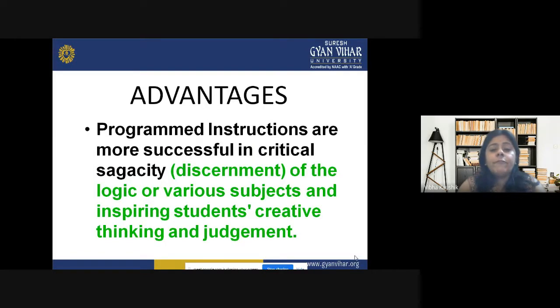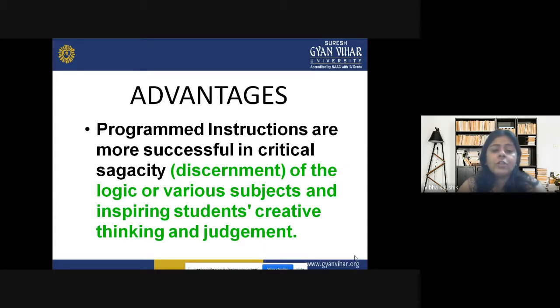Now, the different advantages of programmed instruction. The first one is that programmed instructions are more successful in critical discrimination. What does discrimination mean? If teachers are teaching the students with the help of programmed instructions, these are more successful in critical discrimination.